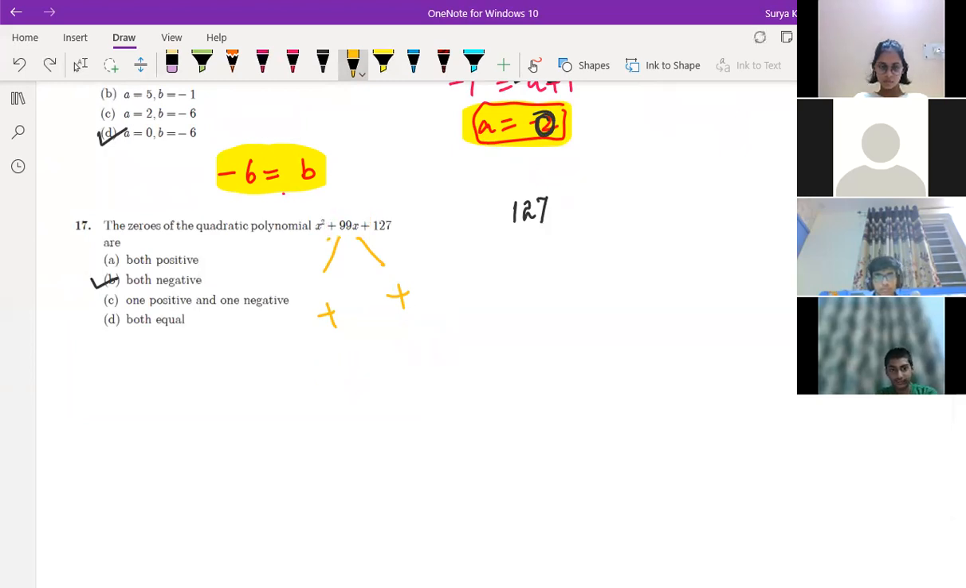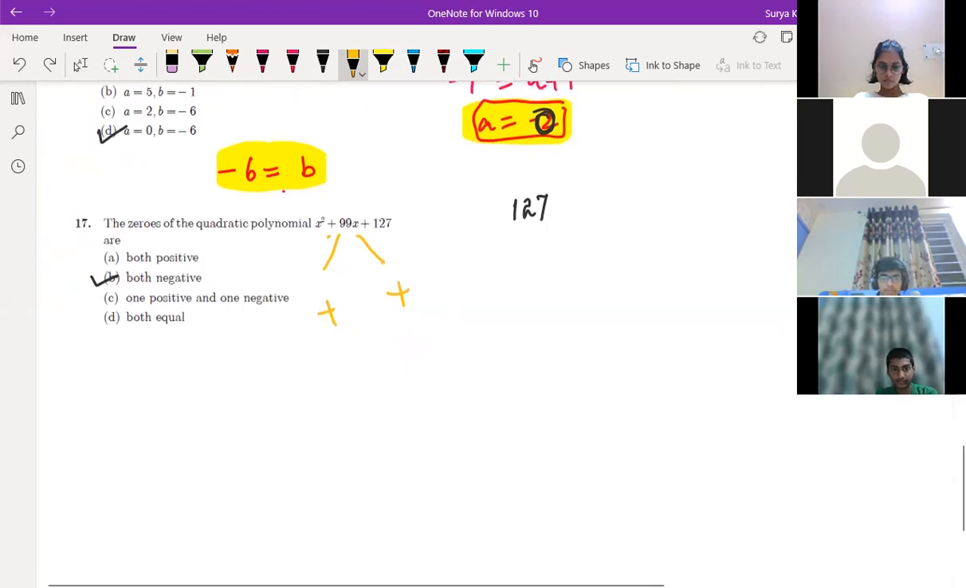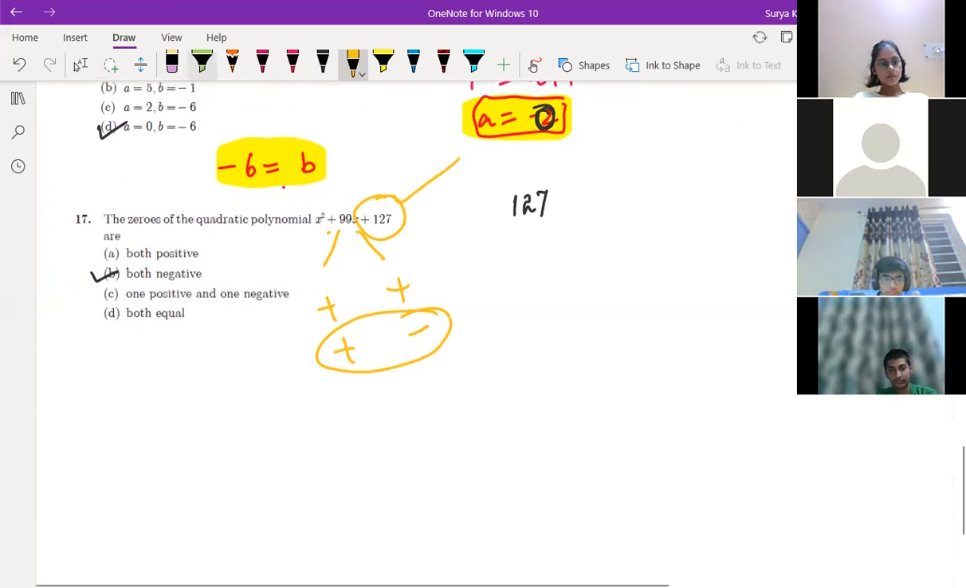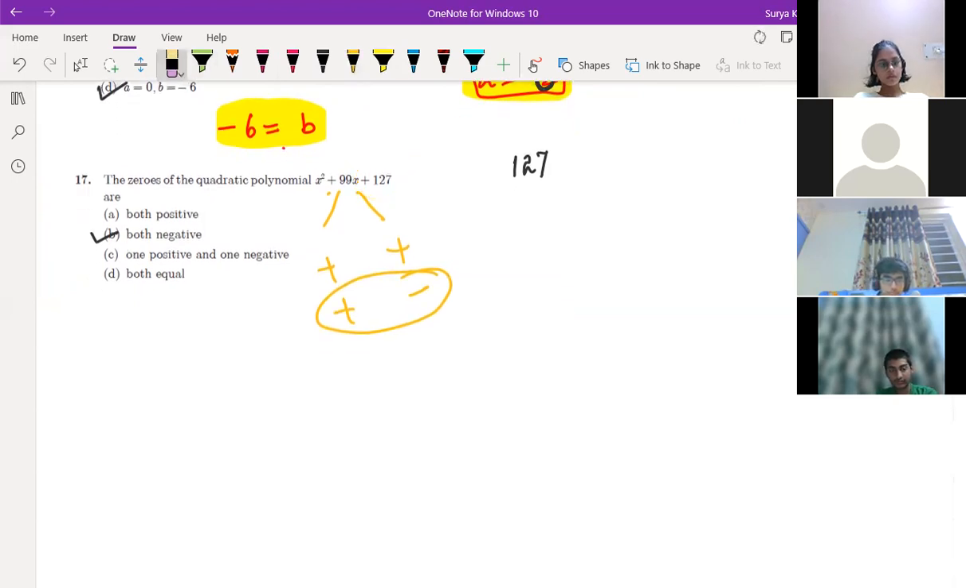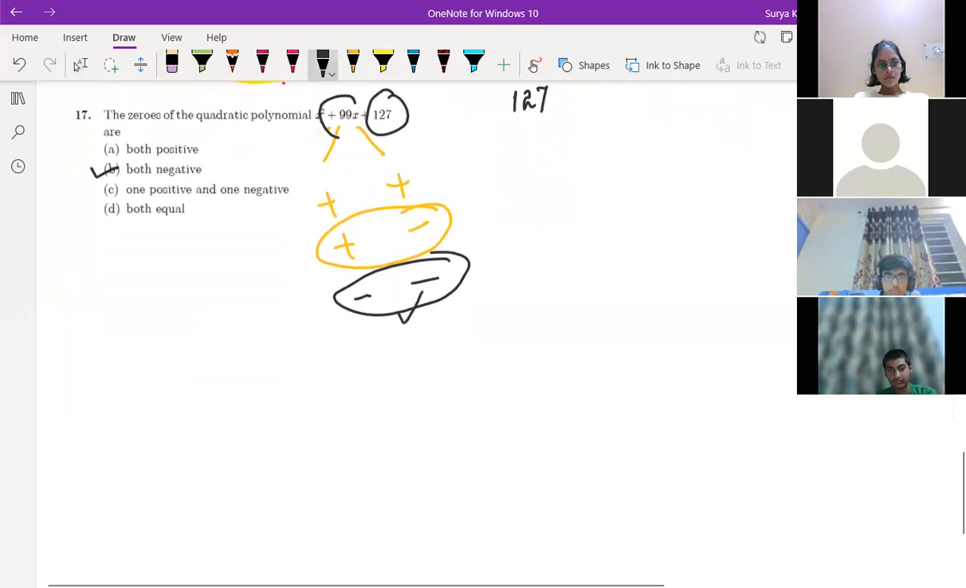Yes. For this type of question, don't waste time finding the factors and all. See here, both will be positive if you write, then only positive will come. And moreover, if you write 1 plus and 1 minus, the product will be negative. This product is positive, so you can't take 1 plus 1 minus, correct? Again, if you take both minus, then also the product is positive only. But both minus is not possible. Why? Because this is plus 99.